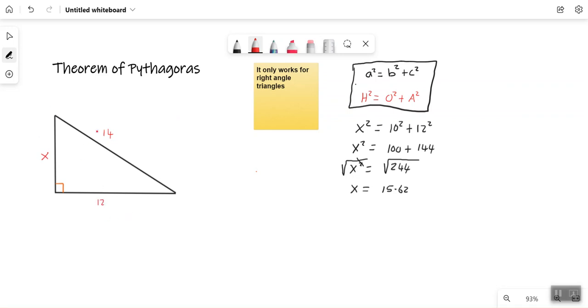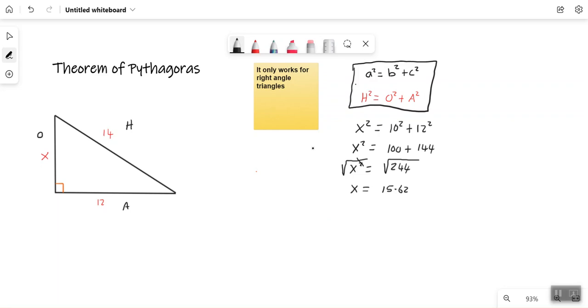So again, we want to first of all label the parts and see what side is what. So the longest side is always h, or the hypotenuse. So we call this h. Okay, we can call this here the opposite. Okay, this side here, and we can call this side the adjacent. So once we have all of those parts, what we can do then is we can use this formula here. So h squared is equal to o squared plus a squared.